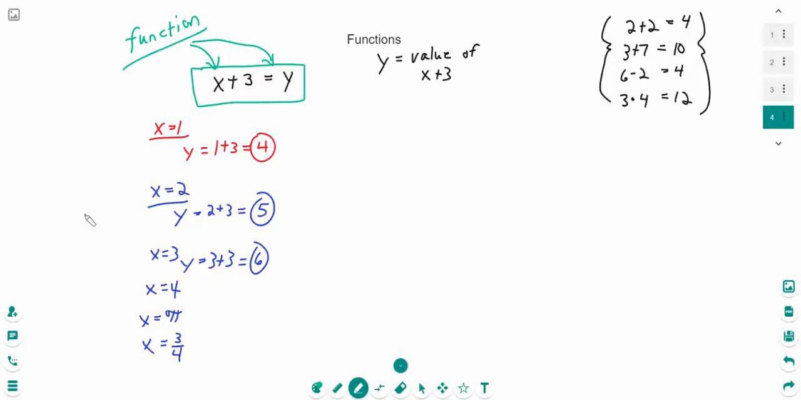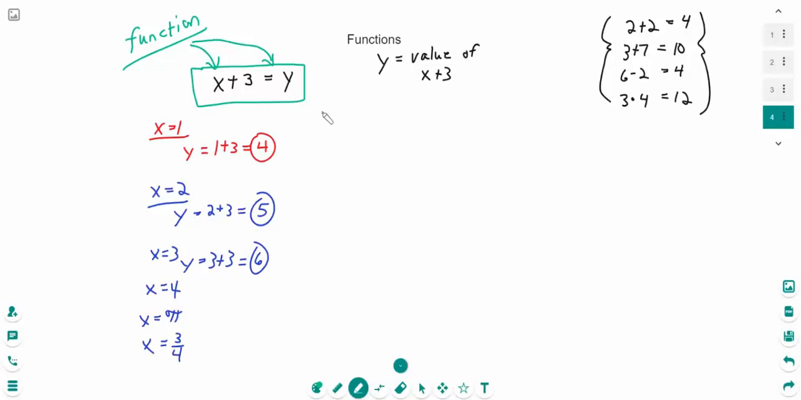That's what we call it. We call it a function. A function is where you have a variable such as y set up so that it equals some expression that has another variable in it. Most of the time when we write functions, we'll write this y first.